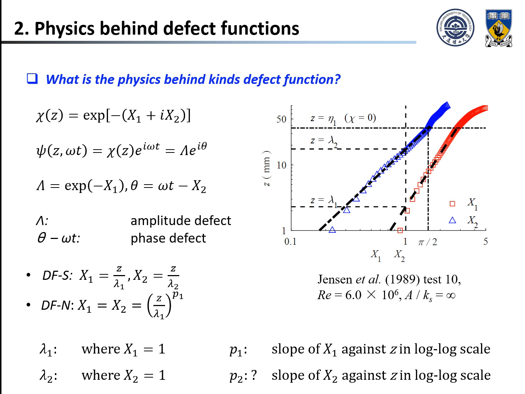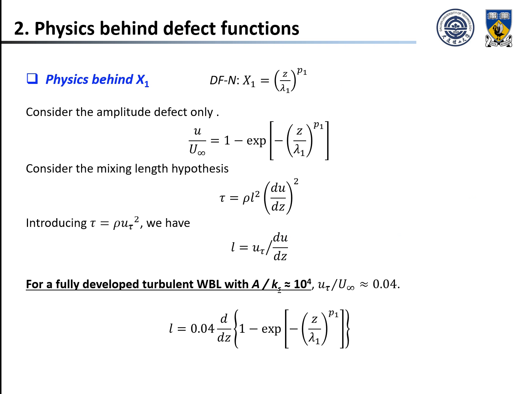P1 is the slope of x1 against Z in this figure. Apparently, there remains a P2, which is the slope of x2 against Z. However, P2 was not introduced by Nielsen. Firstly, we would like to find out the physics behind x1 and its parameters, considering the amplitude defect only, and use the form of DFN.